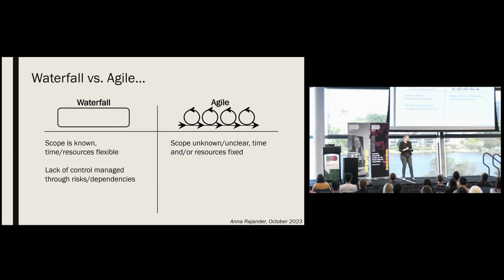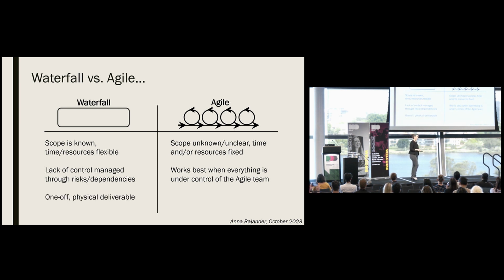Waterfall approaches are good for managing internal and external dependencies associated with prescriptive waterfall processes, while Agile works best when everything is within control of the Agile team. And waterfall is often great for the delivery of one-off physical things, while Agile is great for supporting continuous learning and improvement.